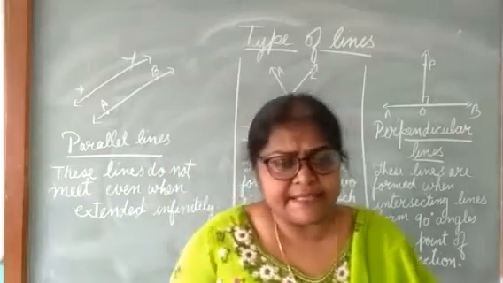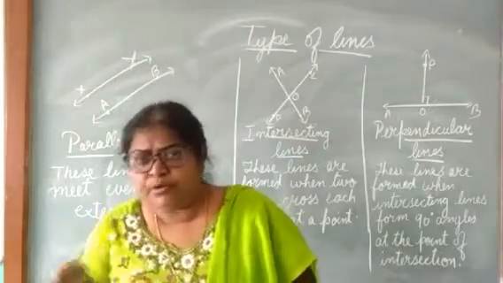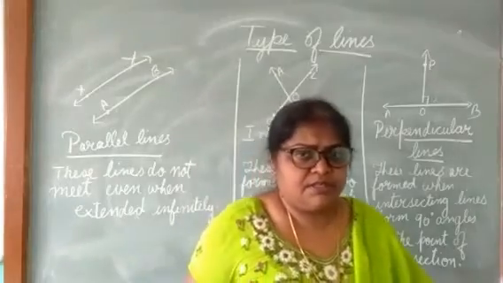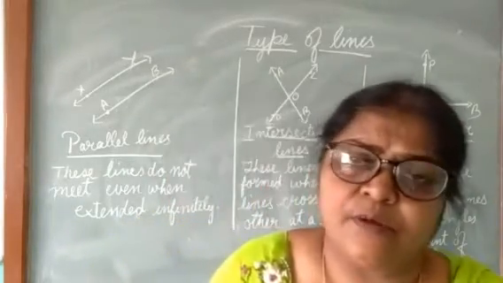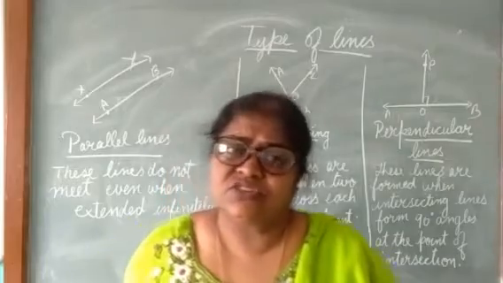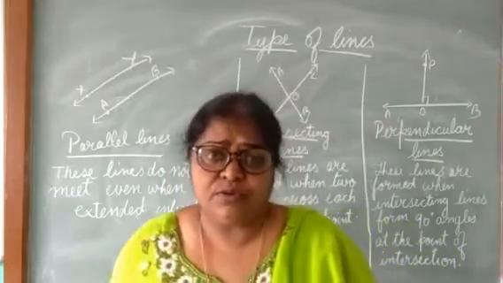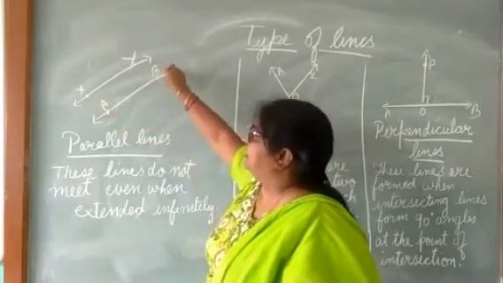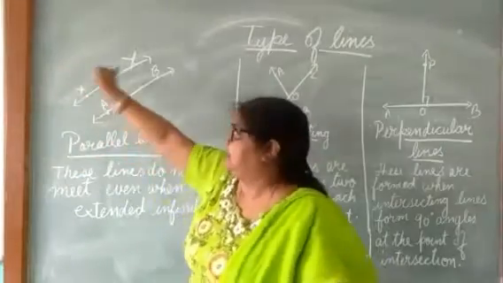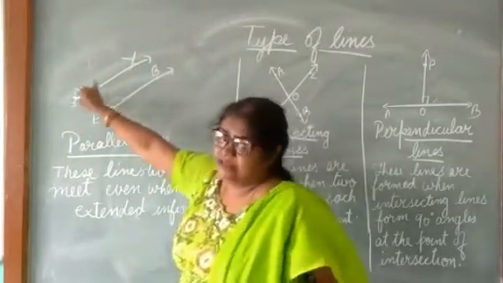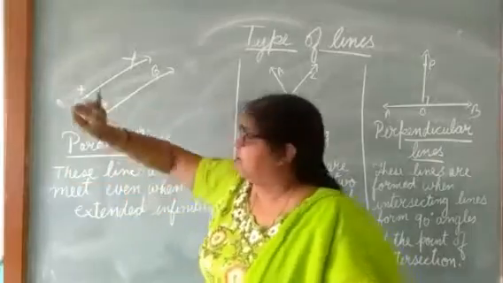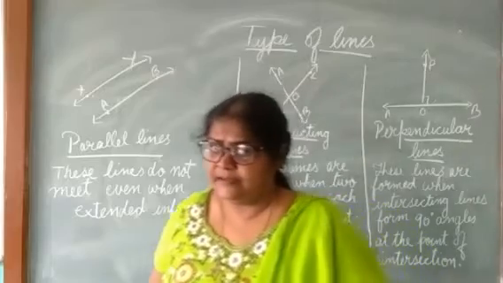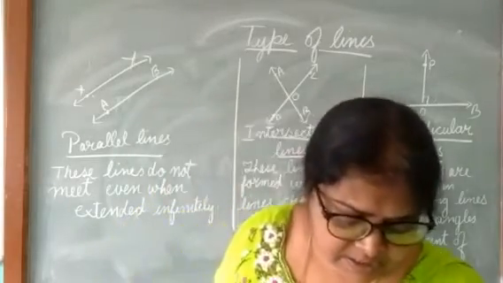If you extend these two lines from both the sides, they will still not meet each other. One line and one line. This line is infinite on this side, and here also infinite. But they will not meet each other. This type of line is known as parallel line. Clear?